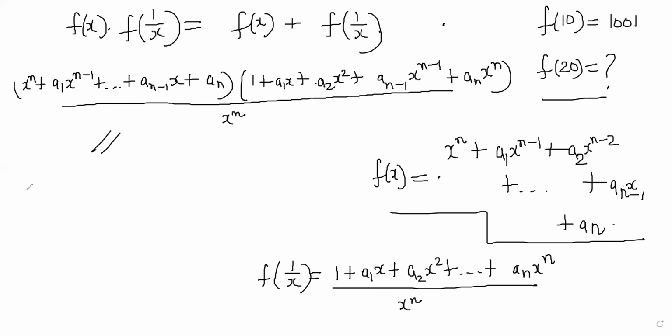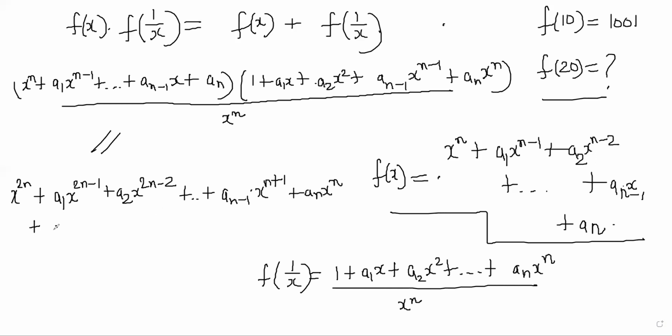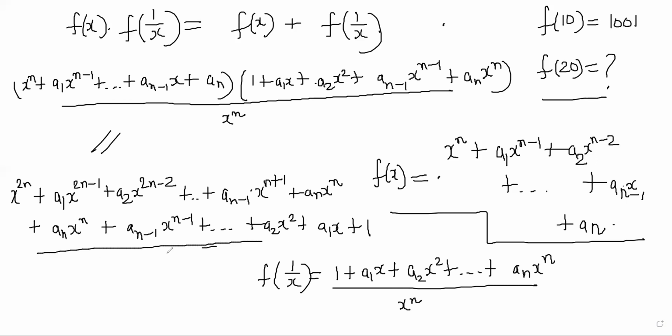So when you do the plus, the x^n multiplies, and you get x^2n plus a1 x^(2n-1) plus a2 x^(2n-2) and so on plus a(n-1) x^(n+1) plus an x^n plus an x^n again plus a(n-1) x^(n-1) and so on till a2 x^2 plus a1 x plus 1, divided by x^n. I've just added, nothing else. Cancel the x^n.